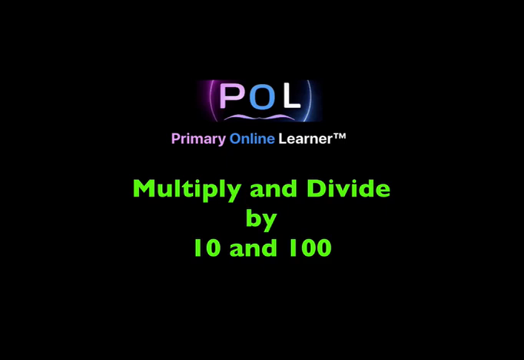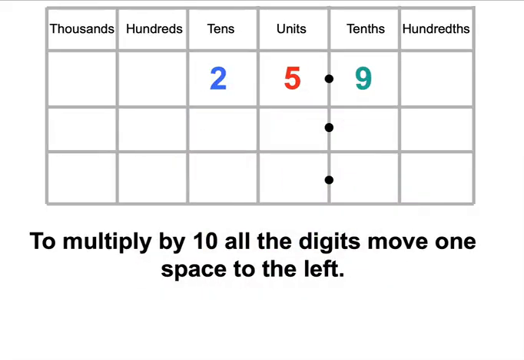In this lesson, we're going to talk about multiplying by 10, and then later on we'll talk about multiplying by 100, then dividing by 100 and dividing by 10. So we have 25.9 there. To multiply by 10, all the digits move one space to the left.